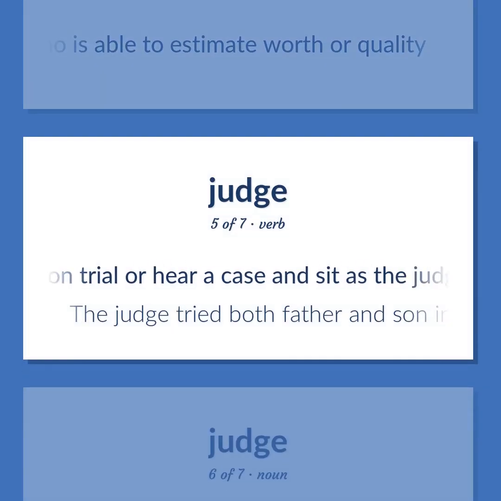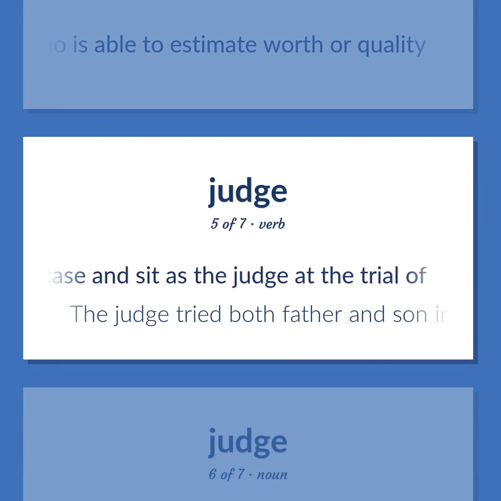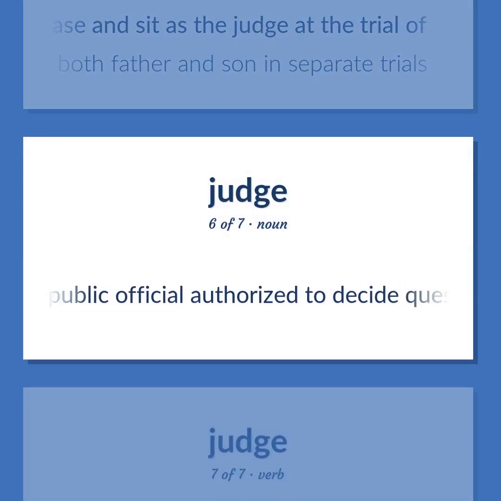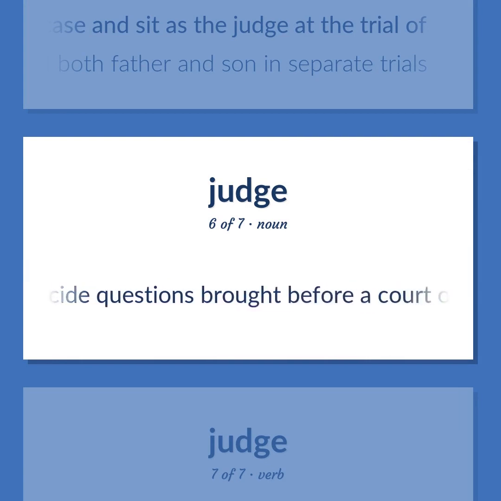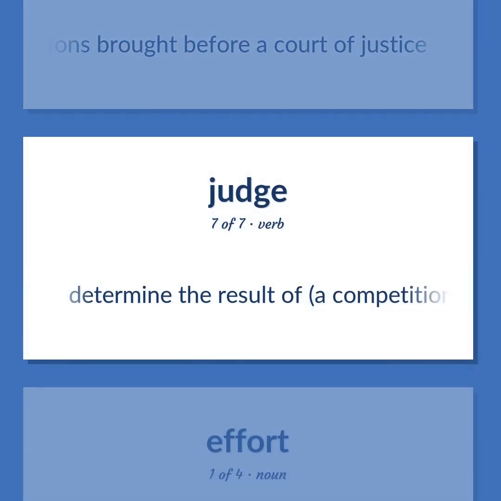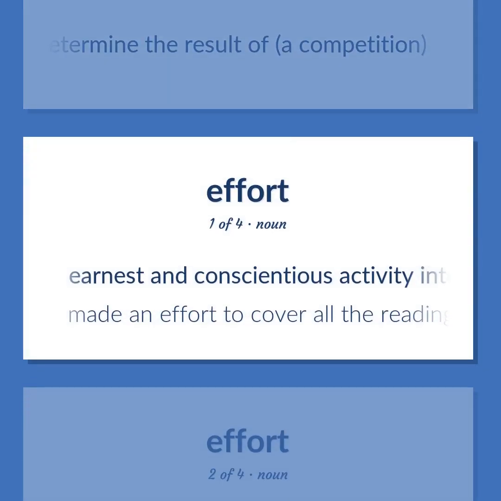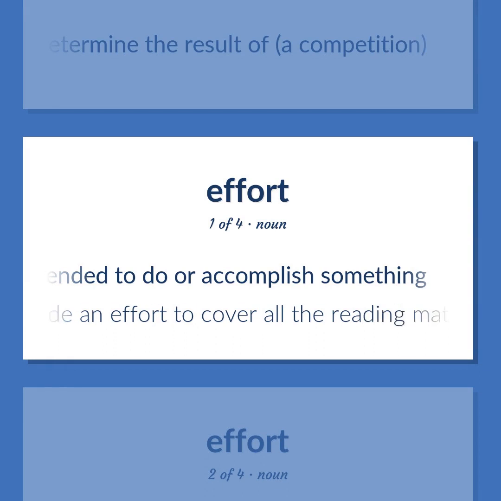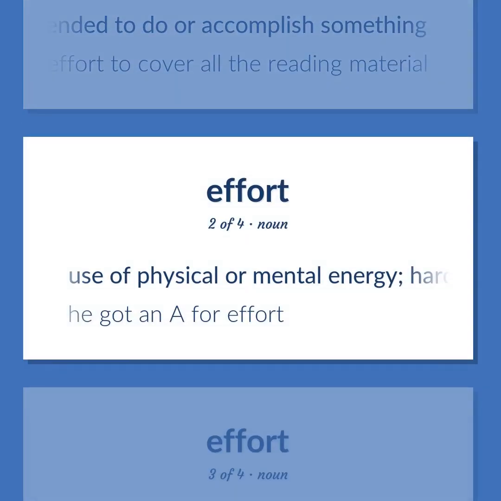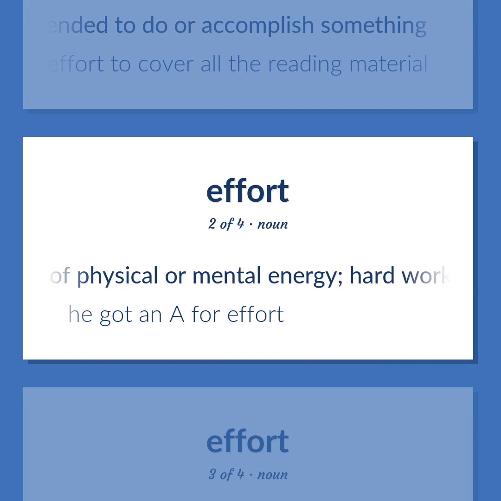Put on trial or hear a case and sit as the judge at the trial of. The judge tried both father and son in separate trials. A public official authorized to decide questions brought before a court of justice. Determine the result of a competition. Earnest and conscientious activity intended to do or accomplish something. Made an effort to cover all the reading material. Use of physical or mental energy, hard work. He got an A for effort.